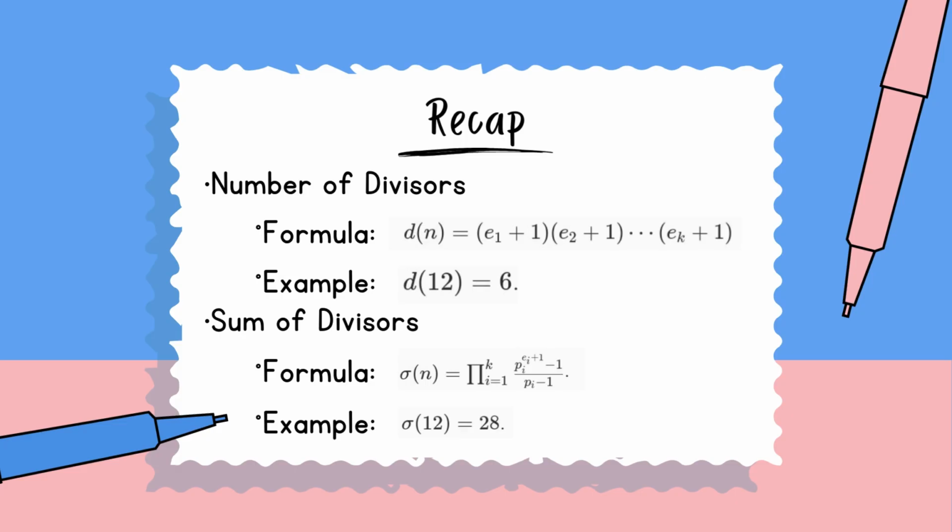Let's recap what we've learned today. First is the number of divisors formula, which is d of n equals the quantity of e sub 1 plus 1, multiplied by the quantity of e sub 2 plus 1, and so on. Second is the sum of divisors formula, which is sigma of n equals the product from i equals 1 to k of the fraction p sub i raised to the power of e sub i plus 1, minus 1, all over p sub i minus 1. Third and last, we solved examples to practice both concepts. Remember these formulas as they're very useful in number theory.